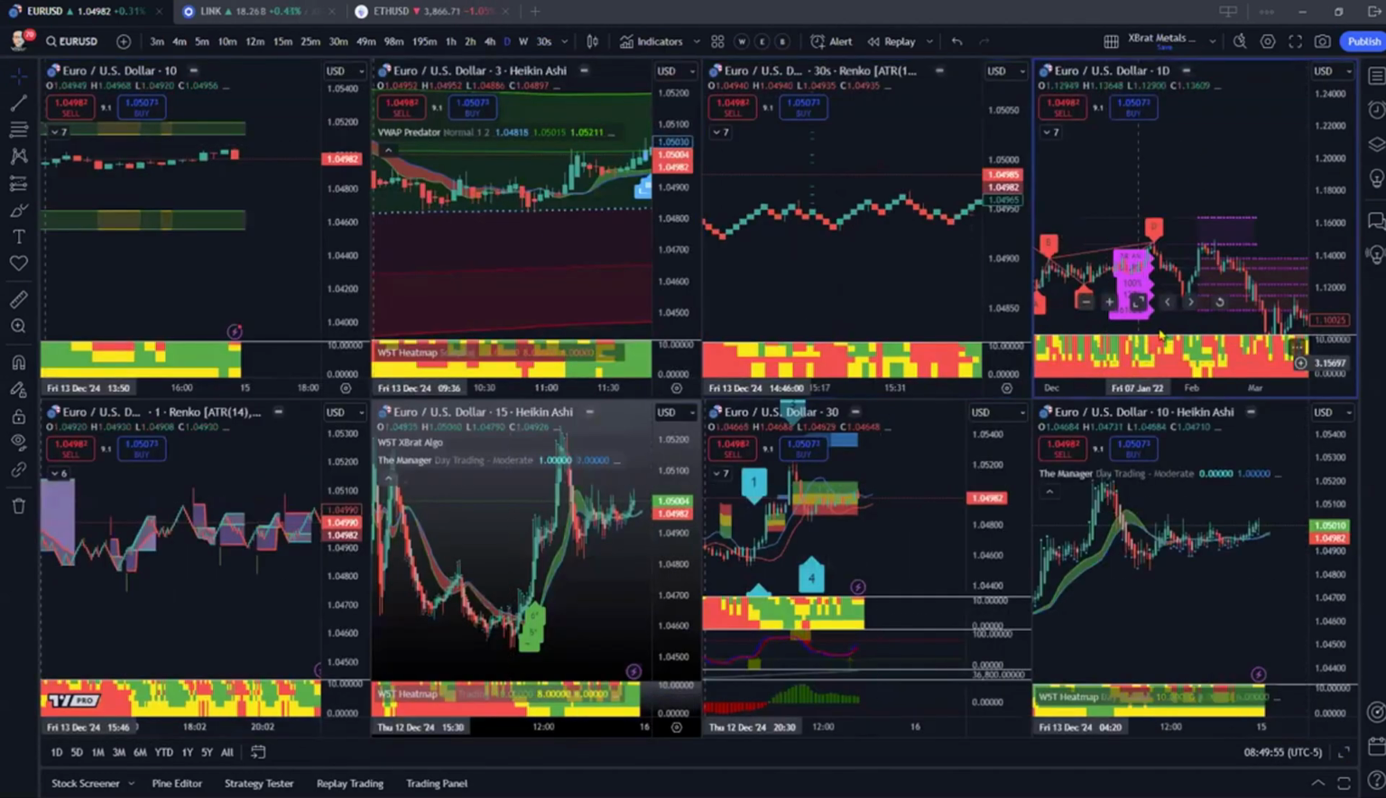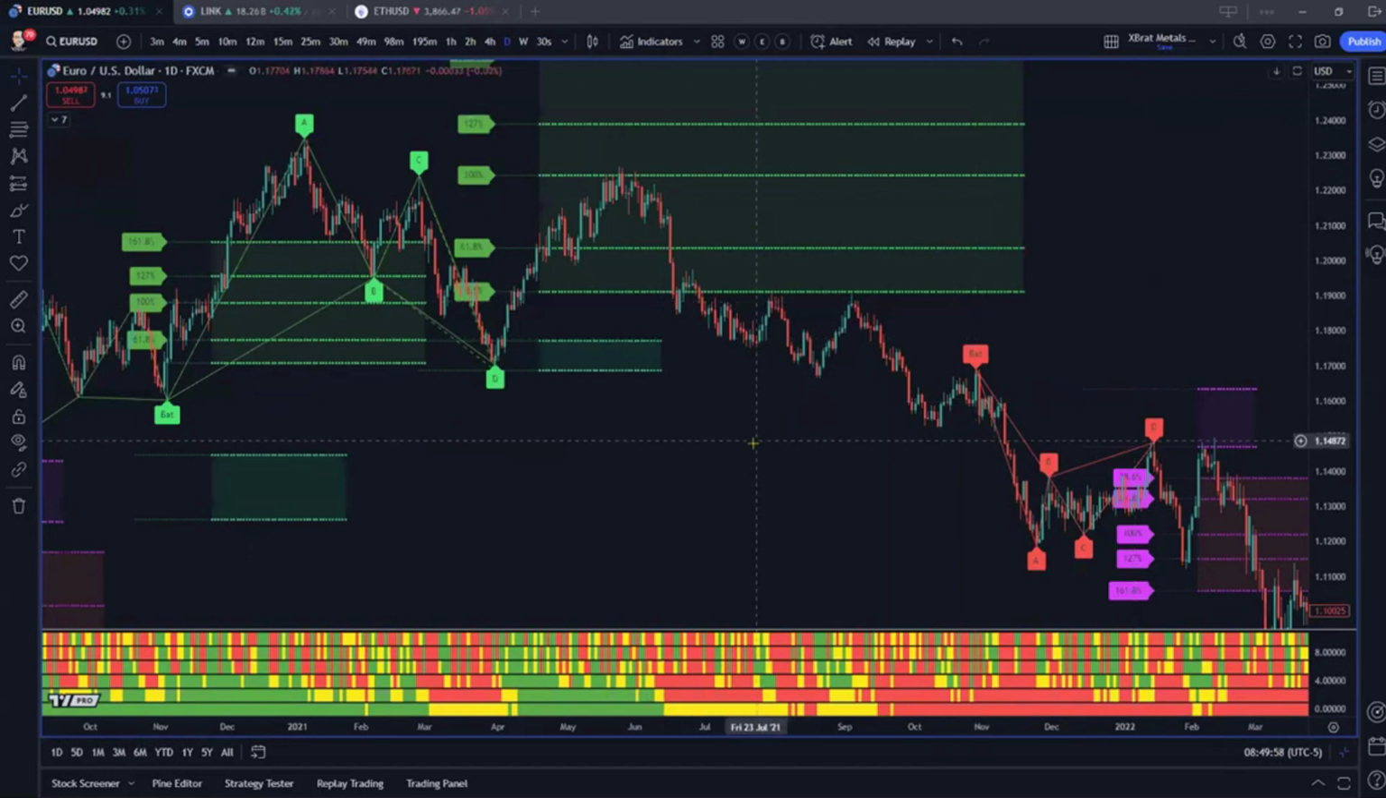Okay, the Harmonics next. So you'll see this on the daily time frame. This is Euro US dollar on the daily time frame. It automatically spots this bat pattern. It's labeled it a bat, and it's completed in the automated completion zone. You see these two levels here.